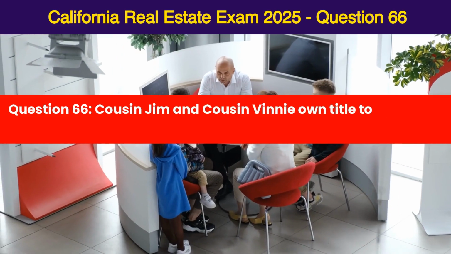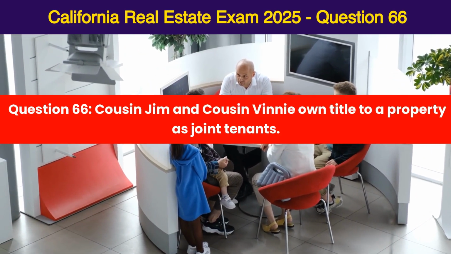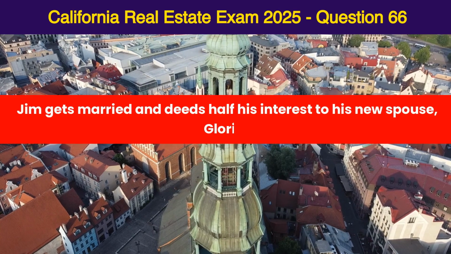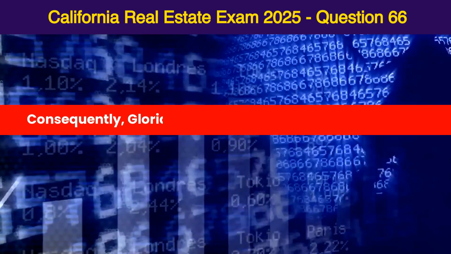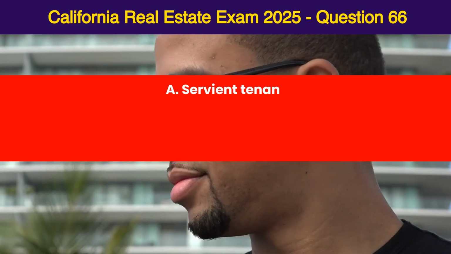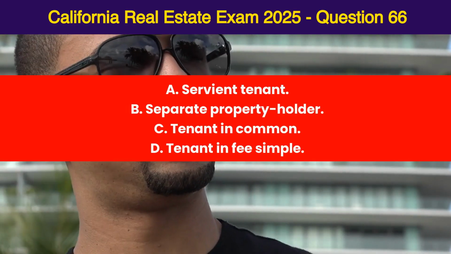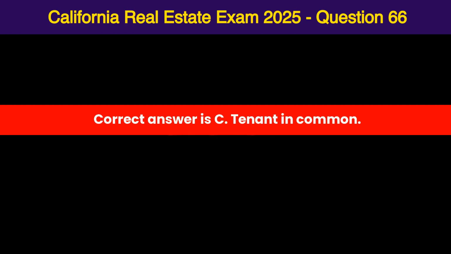Question 66. Cousin Jim and Cousin Vinny own title to a property as joint tenants. Jim gets married and deeds half his interest to his new spouse, Gloria. Consequently, Gloria now has title to the property as A. Servient tenant, B. Separate property holder, C. Tenant in common, D. Tenant in fee simple. Correct answer is C, tenant in common.